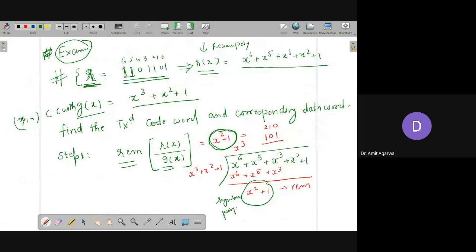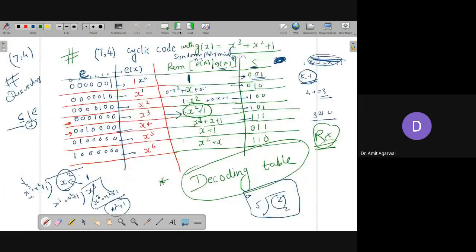One more thing. If the remainder were 0, then we will say there was no error, so the code word we transmitted is exactly received. But since the remainder is x square plus 1 and not 0, we have to see the decoding table. So first you divide R(x) by G(x). If the remainder is 0, you say C is R, there is no error. But if the remainder is some value, the syndrome polynomial, we go to the decoding table and see that it matches the fourth row, and we check that the corresponding error is x cube.